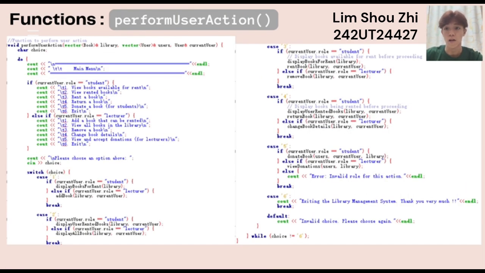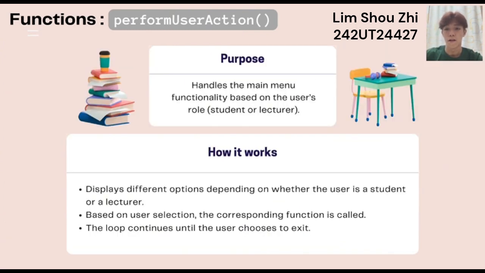And the last function is perform user actions. So you can see this is the code for this function. And now I'm going to explain the purpose of this function. The purpose of this function is to handle the main menu functionality based on the user's role.